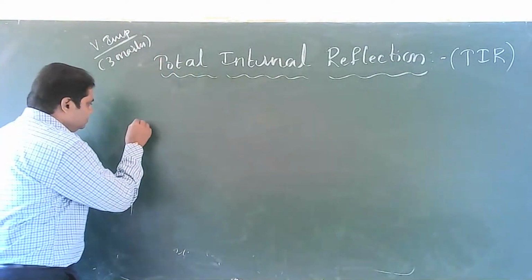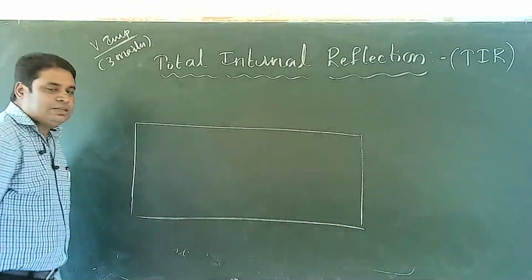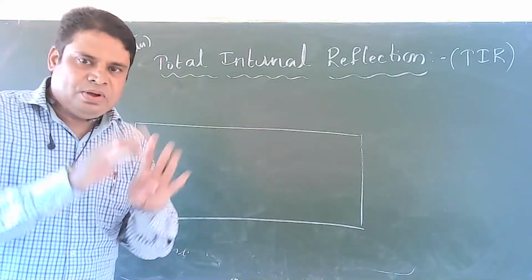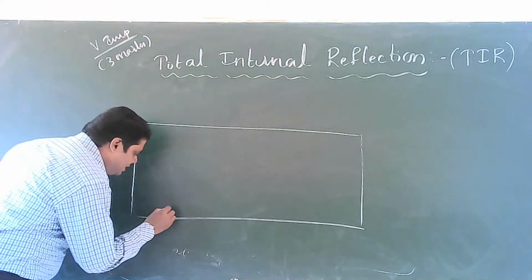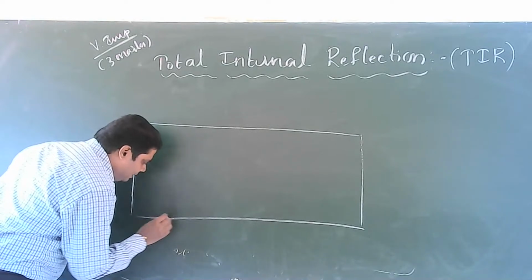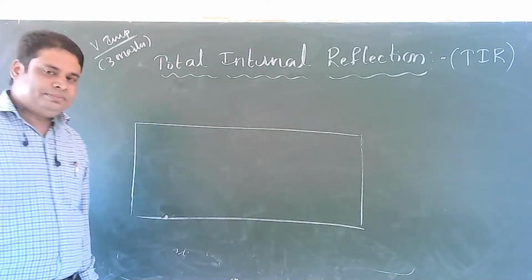Imagine we have some water tank filled with water. Some luminous object is placed somewhere here. Okay, point object, let's do better. Some object is placed here, point object.